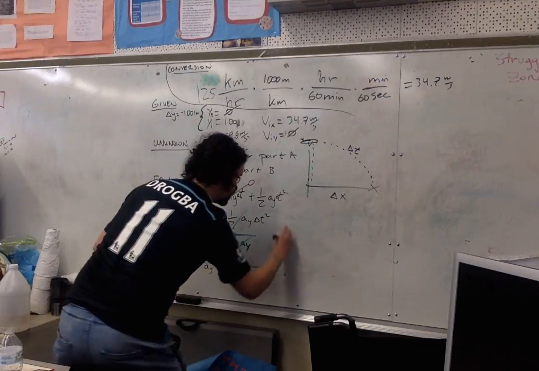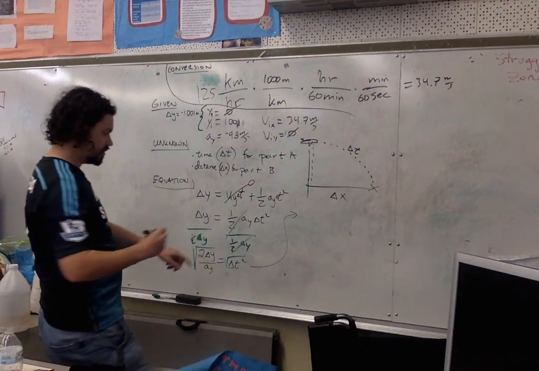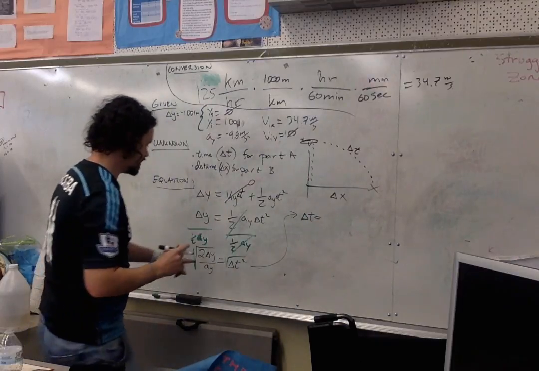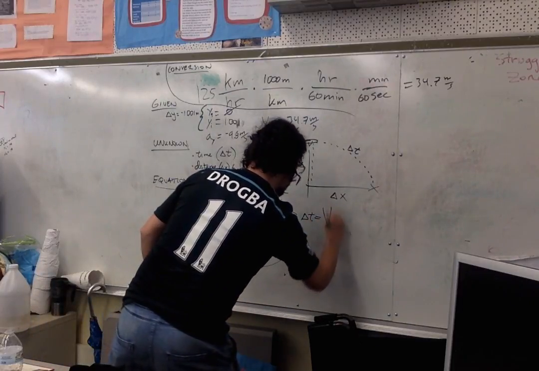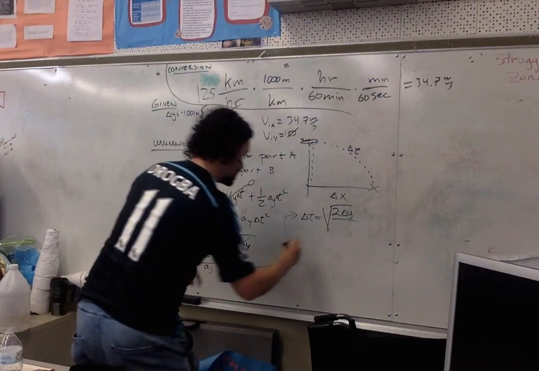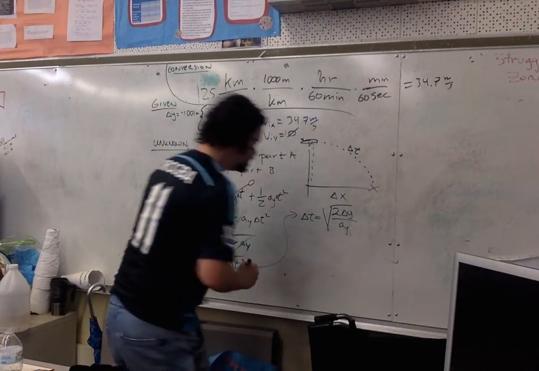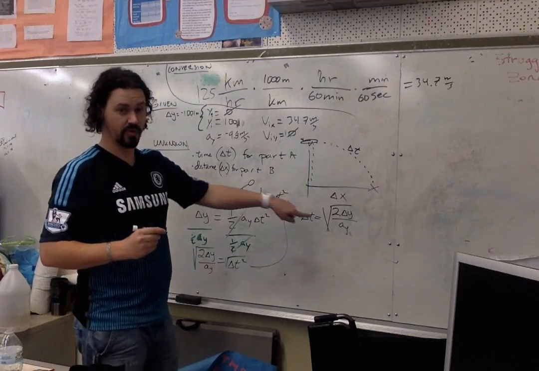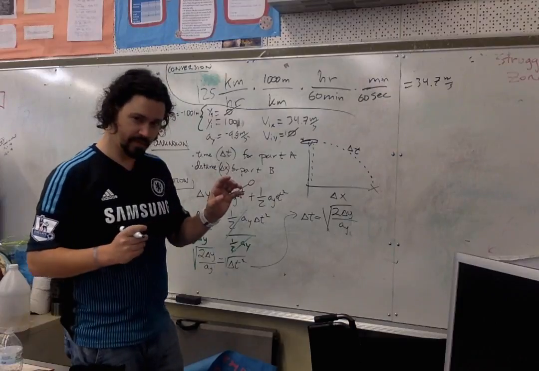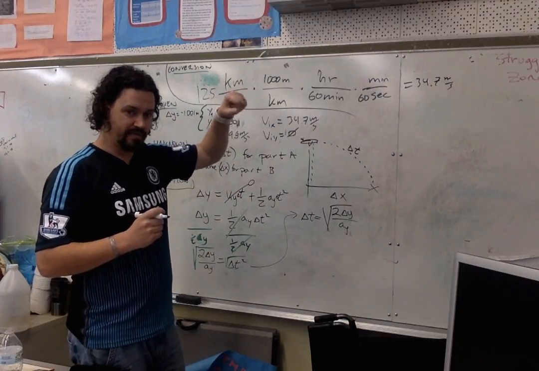And rewrite the equation over here. Now we're going to have delta t, and I'm flipping sides here, delta t equals the square root of 2 delta y all over a_y. This equation you can always use for any free fall problem where the object starts at a y velocity of 0.